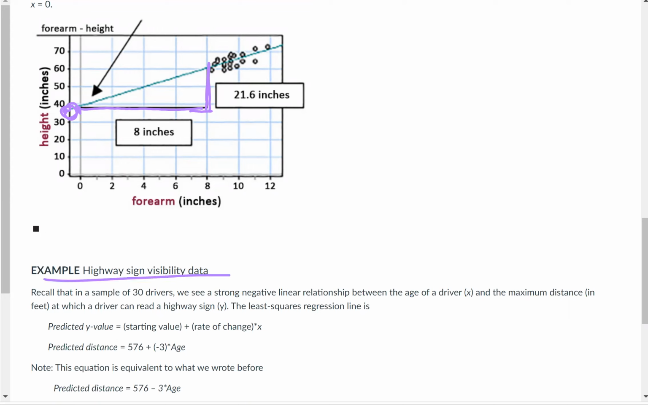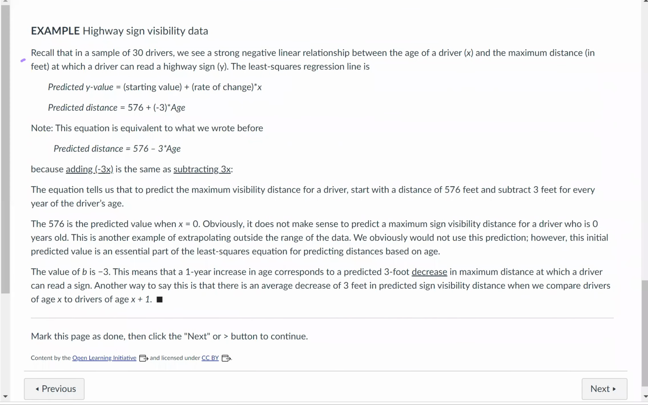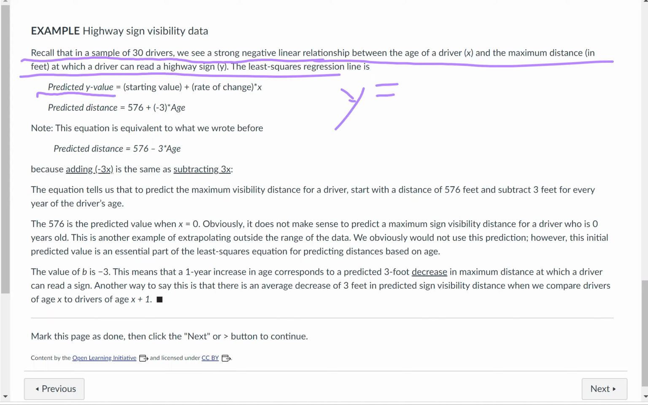Now we're going to look back at that same example we saw before, highway sign visibility data. Recall that in a sample of 30 drivers, we see a strong negative linear relationship between the age of a driver and the maximum distance in feet at which the driver can read a highway sign, y. The least squares regression line is predicted y value equals the starting value plus the rate of change times x.